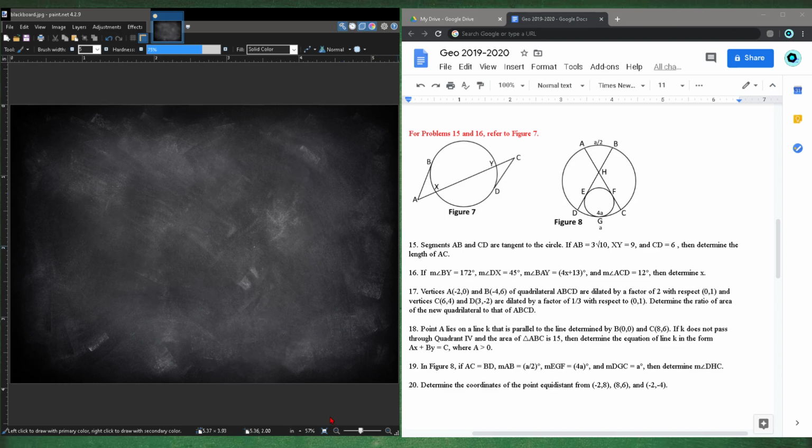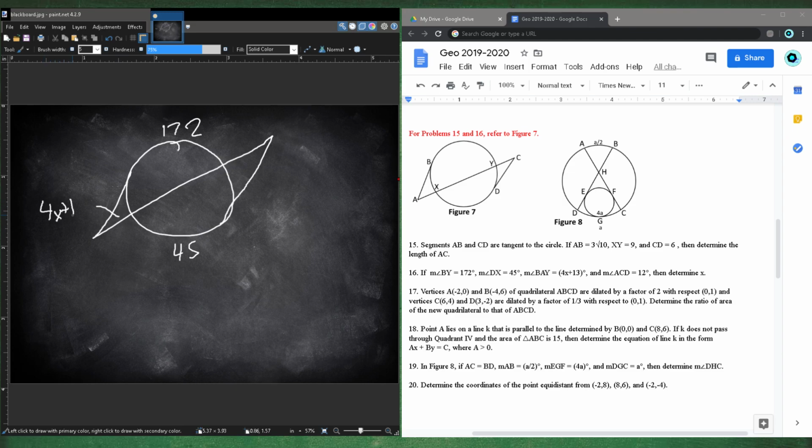Number 16. Okay, so if 15 and 60 refer to figure 7. Okay, so remember that. So let's draw this out again. Looks really bad. Okay, so they said BX, so this arc is 172, and DX is 45, so this one's 45, and BAY is this angle, 4x plus 13, so it's got to be another inscribed angles and lines question, right? So this recurs a lot.